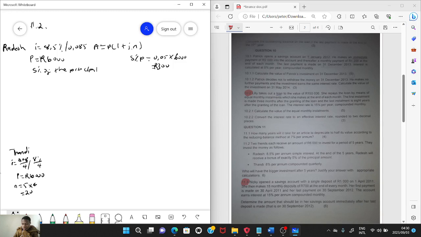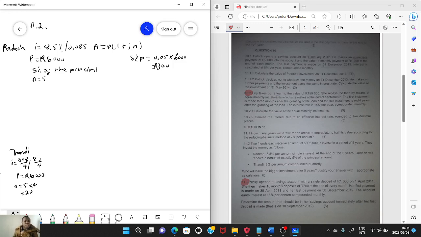Now, here's the question. The question is as follows: who will get a bigger investment after 5 years? Justify your answer with calculations. So we want to know the person who will get a bigger investment between the two, between Rajesh and Tandy. Meaning we have to calculate the investment of each person here for us to be able to compare at the end, so that we know the person with a larger investment, right? With a bigger investment, right?